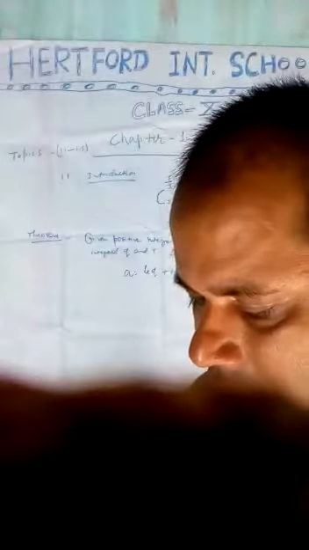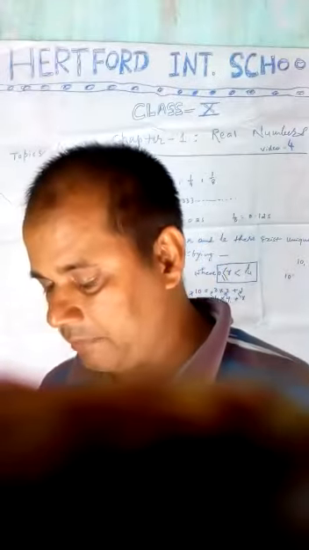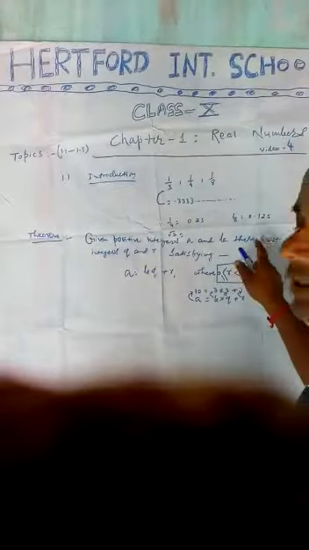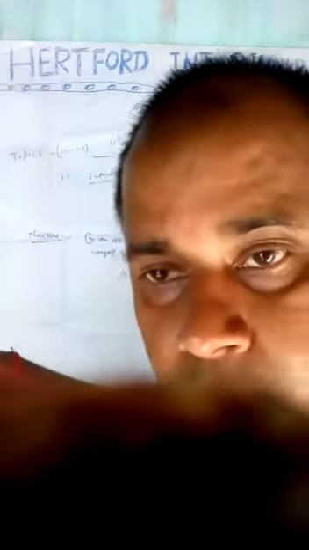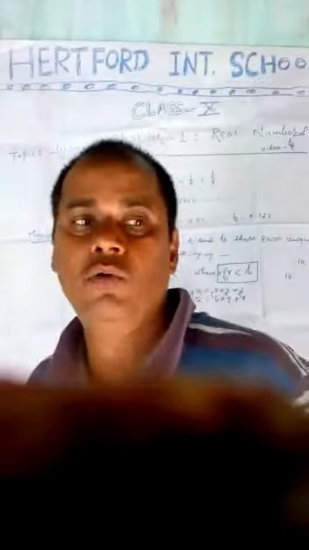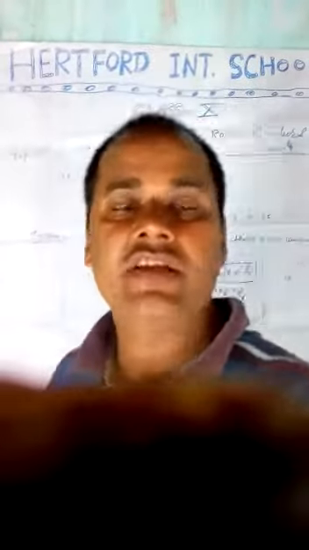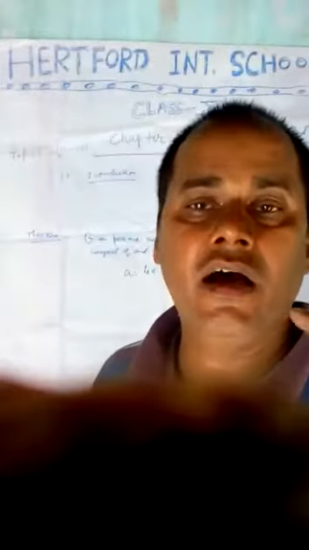Now what is the lemma? A lemma is a proven statement used for proving another statement. This is a statement we will use for proving the other statement. That's why this theorem is known as Euclid's division lemma. Now we will use this lemma to prove Euclid's division algorithm.